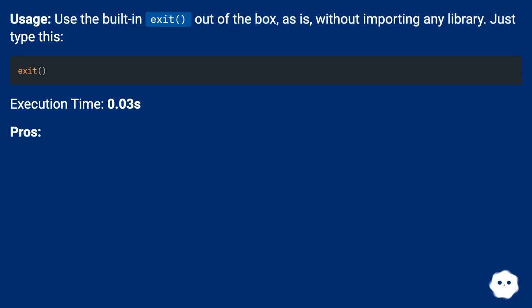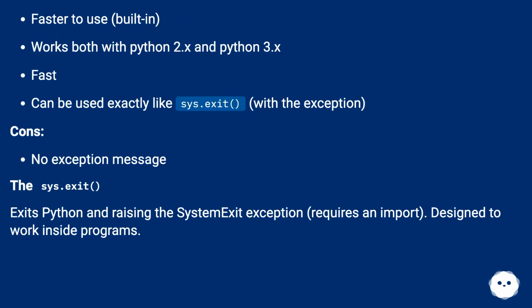Execution time, 0.03s. Pros: faster to use, built-in. Works both with Python 2.x and Python 3.x. Fast. Can be used exactly like sys.exit, with the exception. Cons: no exception message. The sys.exit exits Python and raises the SystemExit exception, and requires an import.